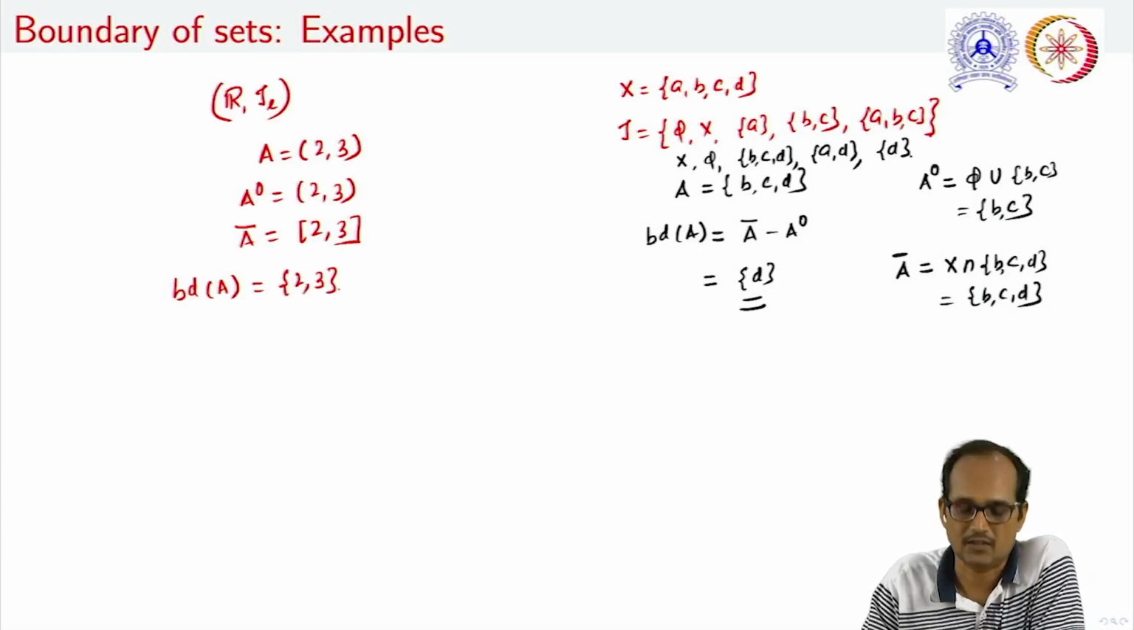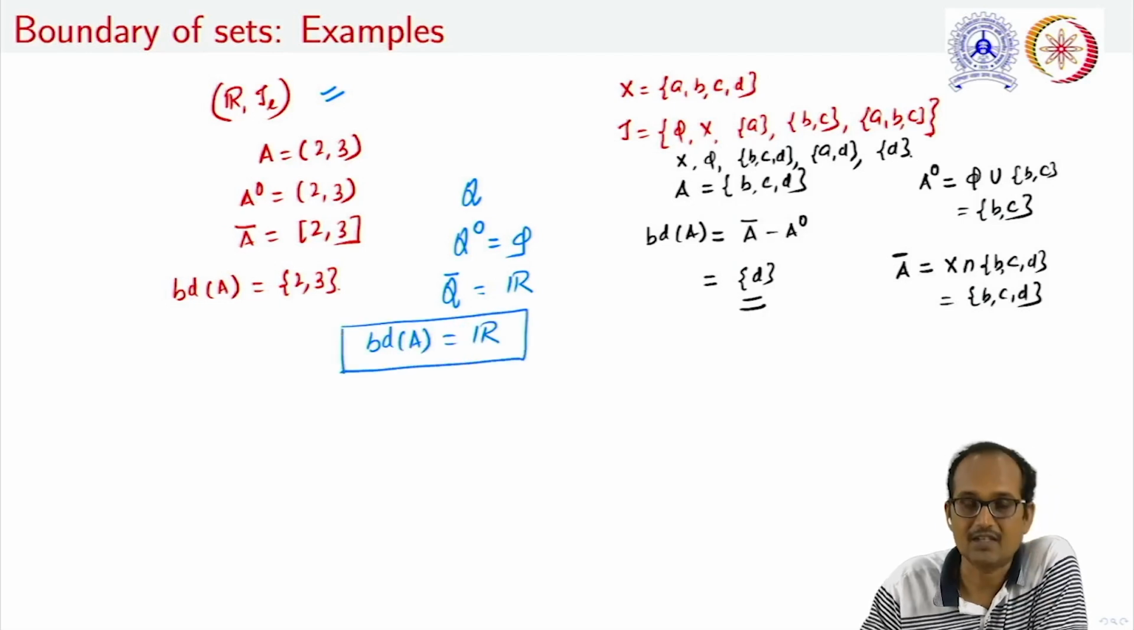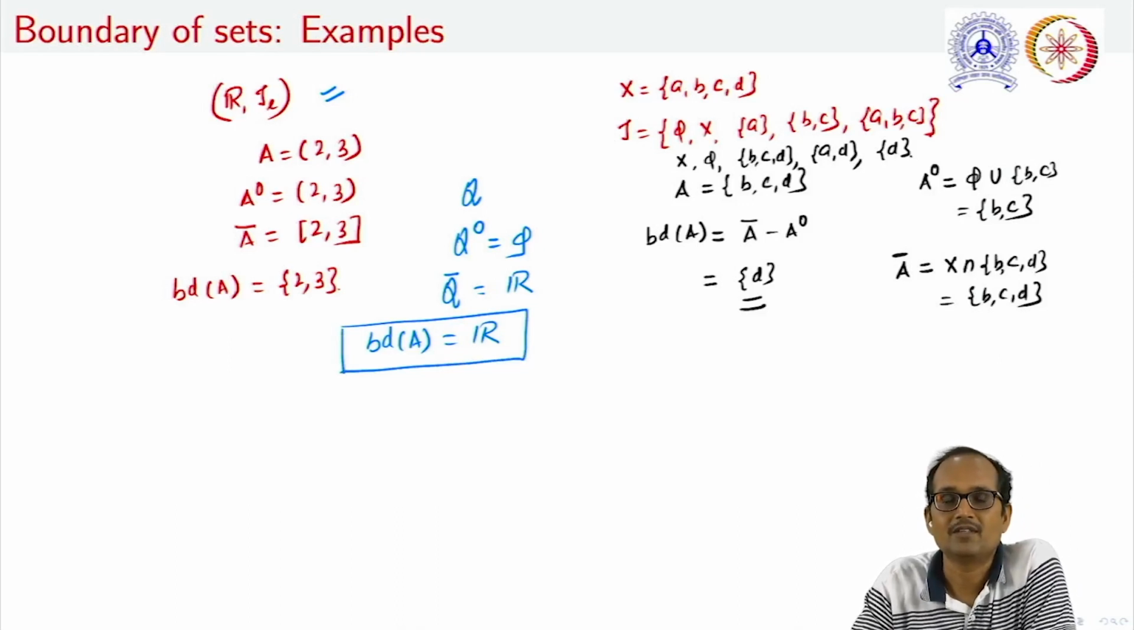If we are taking another example in this Euclidean topology, let us take the set of rationals. We have already seen that the interior of Q is an empty set, while what about the closure of Q? That is, the closure of Q is R. So what is the boundary? The boundary of A is nothing but the set of real numbers itself. The meaning is that all the elements of R are boundary points of A.